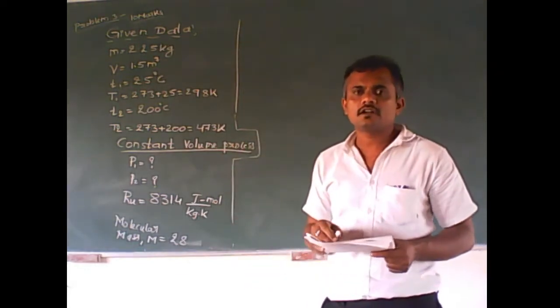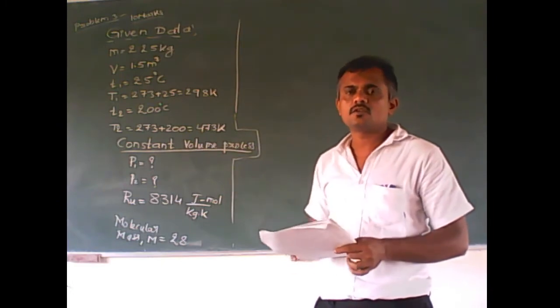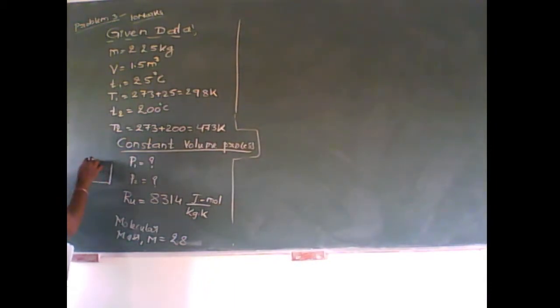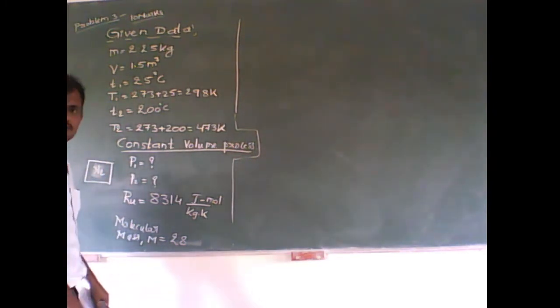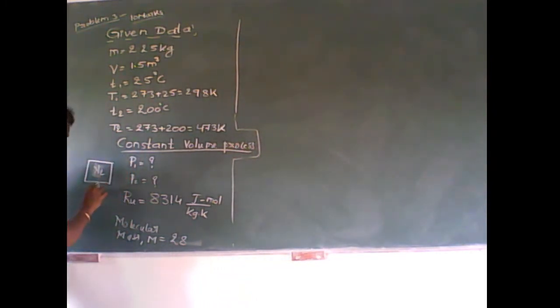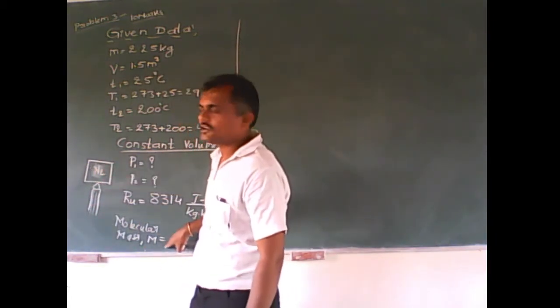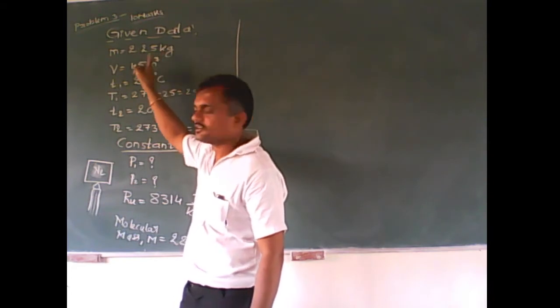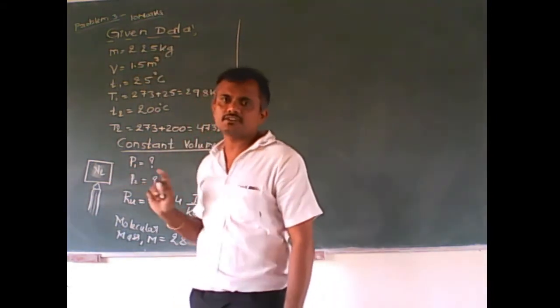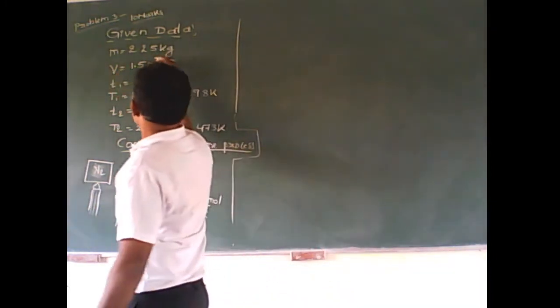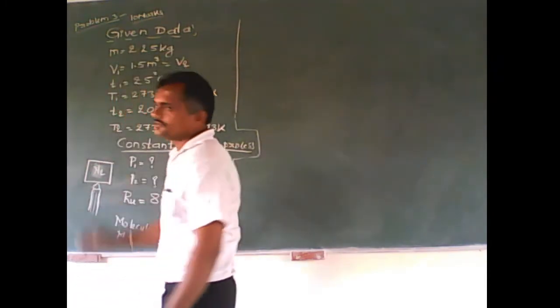Before that we will understand the theoretical part of this whole problem. Students, please concentrate. This is a constant volume, fixed volume. Here nitrogen gas is present, and we are heating the nitrogen gas having a molecular mass of 28 and 2.25 kg. It means the volume is fixed, so V1 is equal to V2.